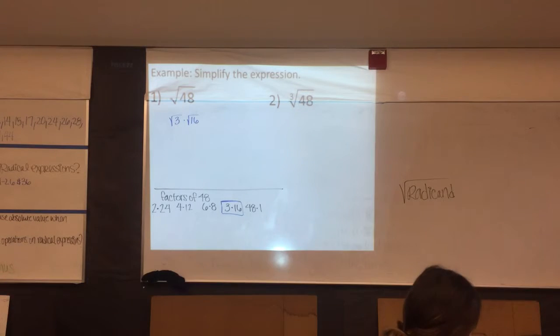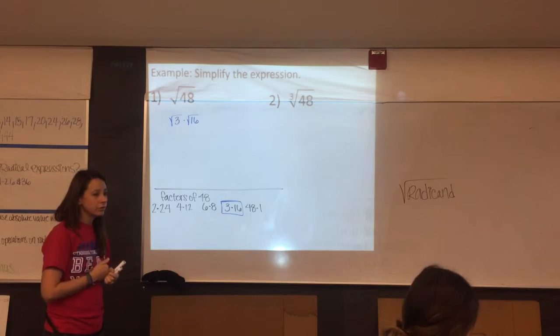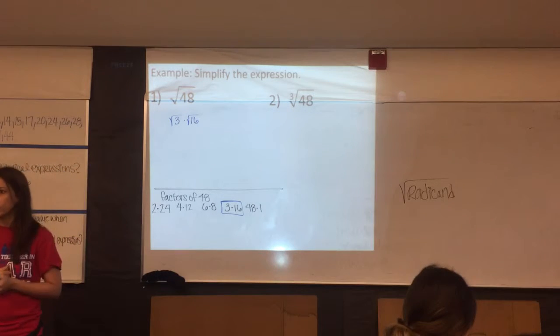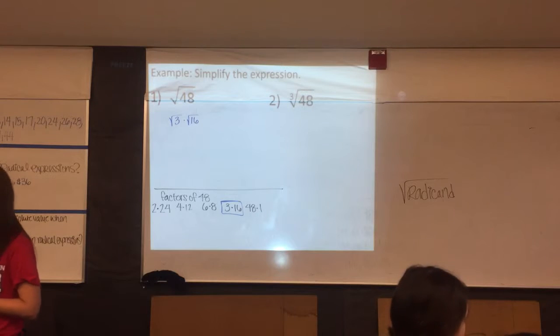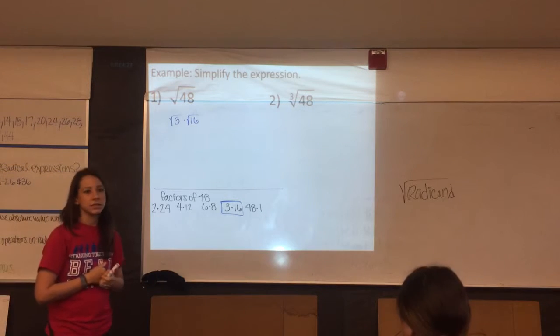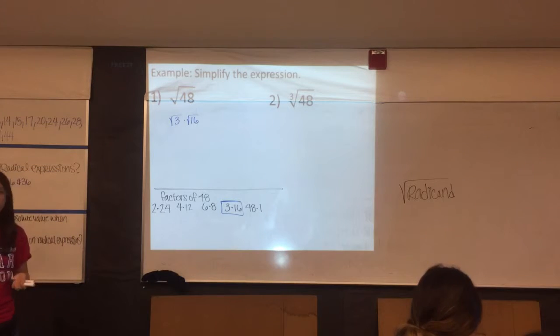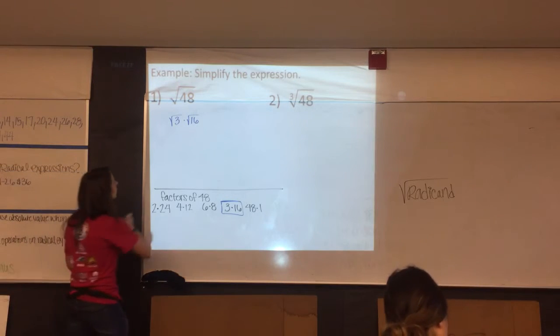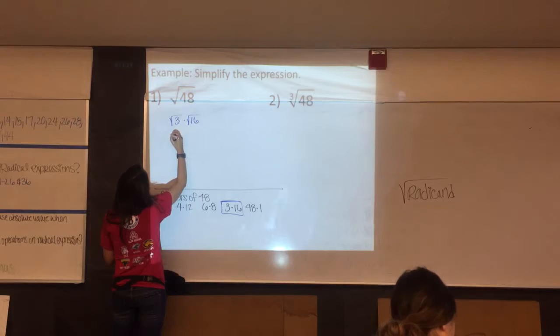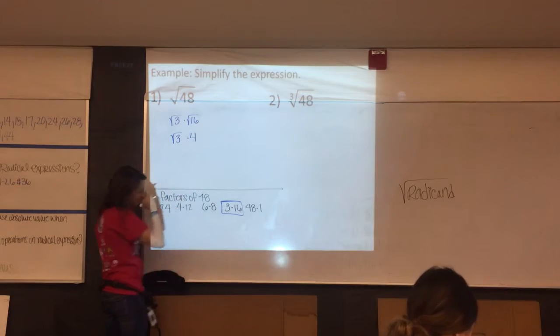I want you to think about it. Don't say it out loud. Show me on your hand. What is the value of the square root of the one we can evaluate? Good. So we can square root 16. The square root of 16 is 4. So I have square root of 3 times 4.